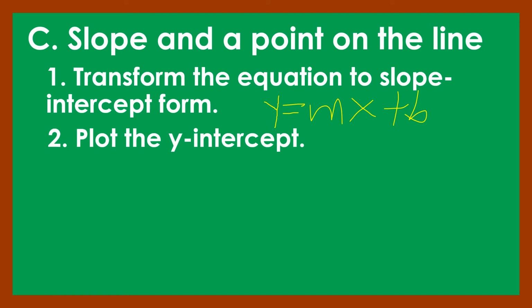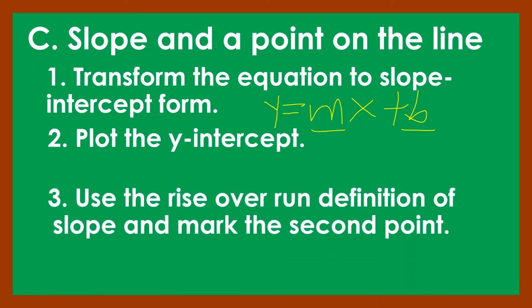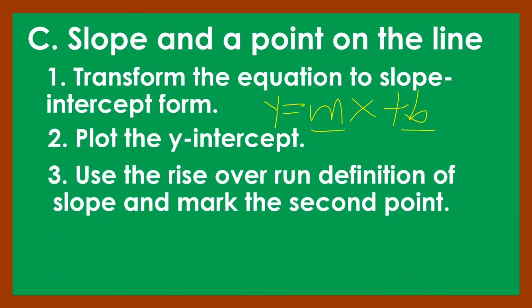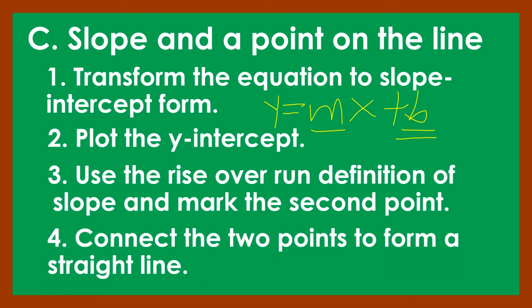So, yung sa slope-intercept form natin, yung b represents the y-intercept at yung m naman represents our slope. And third step, we're going to use the rise over run definition of slope and mark the second point. So, from the starting point na y-intercept, we're going to make use of the rise over run. Again, by definition, the slope or m is equal to rise over run. And finally, we're going to connect the 2 points to form a straight line.